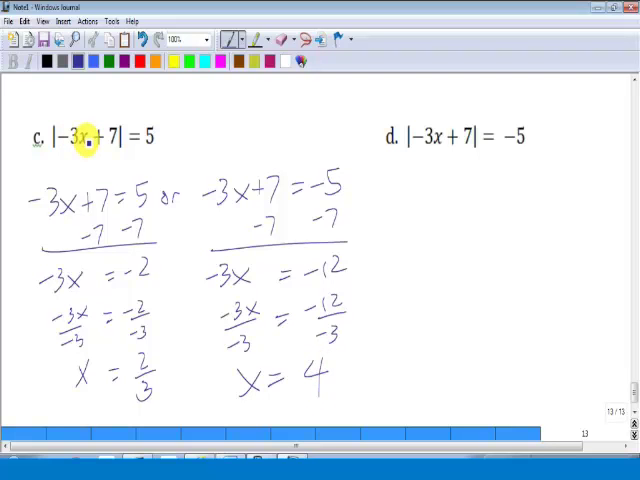So we take 2/3 and substitute for x. Negative 3 times 2/3 is negative 6/3, which is negative 2. Negative 2 plus 7 is 5. If we take the absolute value of 5, we get 5. So 2/3 is good. If we go with 4, negative 3 times 4 is negative 12. Take negative 12 and add 7, what do we get? Negative 5, but it still has the right absolute value, because the absolute value of negative 5 is 5. So 2/3 is good, and 4 is good for this equation. Now the last one, this is the one where you get your test back and you groan.